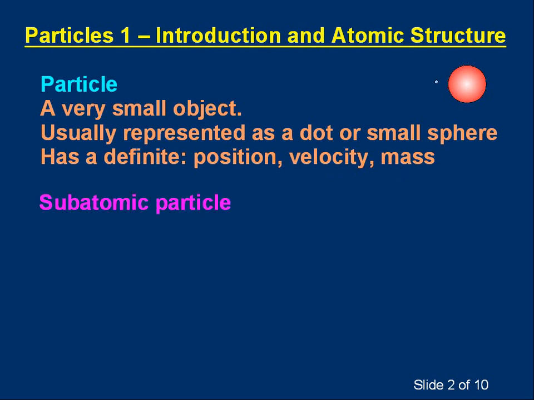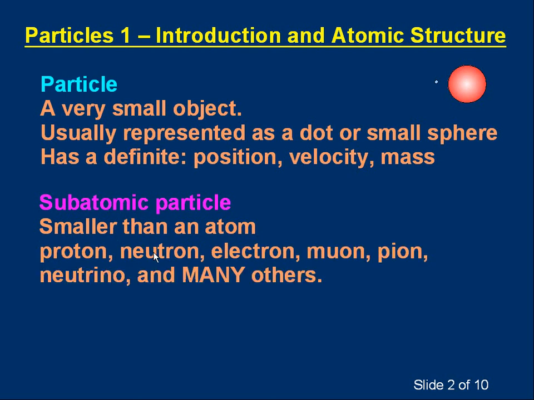And in the area of physics we're particularly interested in at the moment, we want to talk about subatomic particles. Well, what is a subatomic particle? It's simply a particle which is smaller than an atom. So, for example, I'm sure you know that an atom is made of protons, neutrons and electrons, so they are subatomic particles. Here are some examples: protons, neutrons, electrons, muons, pions, neutrinos. There are many others as well, which we'll learn about, or some of them, in later lessons.